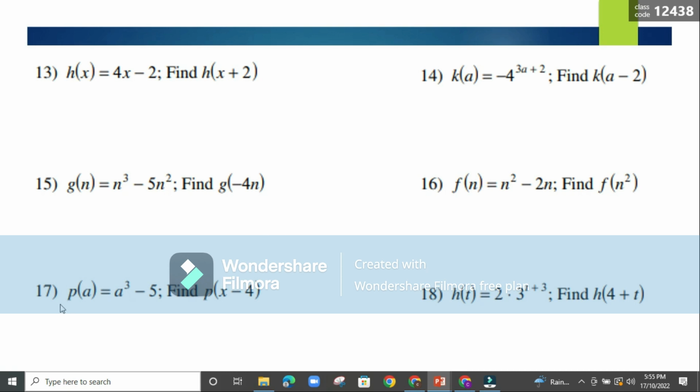Number 17, p of a is equal to a cubed minus 5. Find p of x minus 4. Number 18, h of t is equal to 2 times 3 to the power of r plus 3. Find h of 4 plus t. Okay? So you are going to answer this in your math activity notebook.